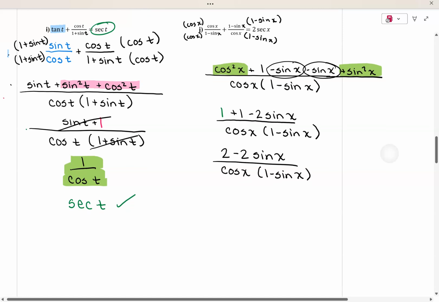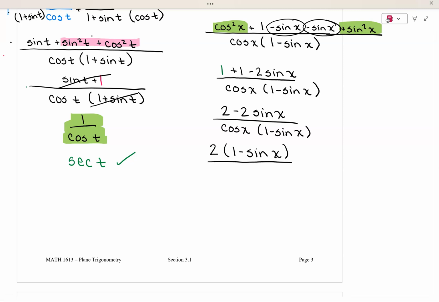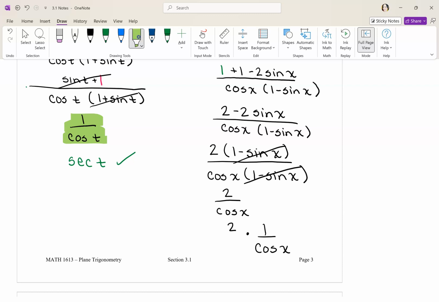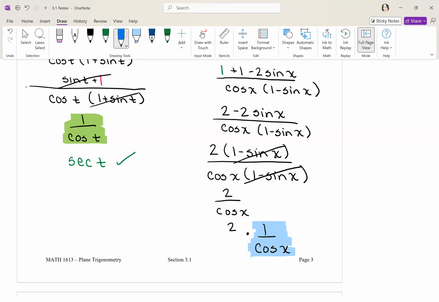Okay, notice that we have 2 2's, so we can take a 2 out. So we're left with 1 minus sine of x over cosine of x times 1 minus sine of x. These cancel, so you're left with 2 over cosine of x. And what that means is 2 times 1 over cosine, and 1 over cosine is secant.